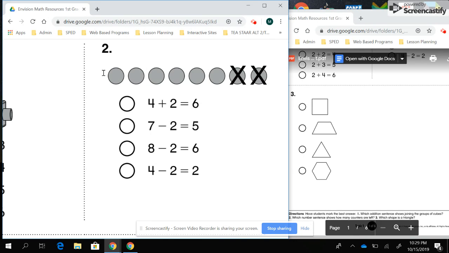So before you answer, you need to go and count all the circles that you have. Think about how many were taken out and then tell me how many are left. So would that be A, 4 plus 2 equals 6, B, 7 minus 2 equals 5, C, 8 minus 2 equals 6, or D, 4 minus 2 equals 2?